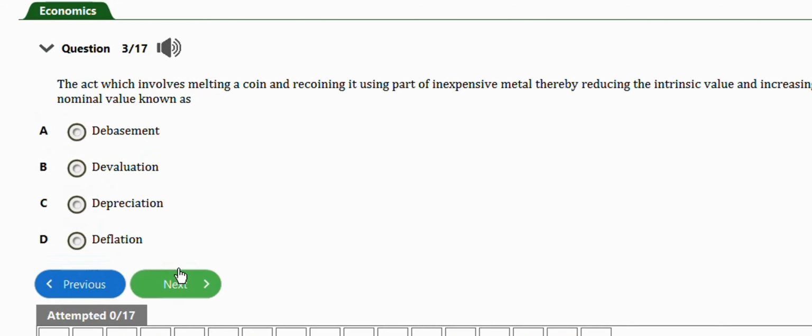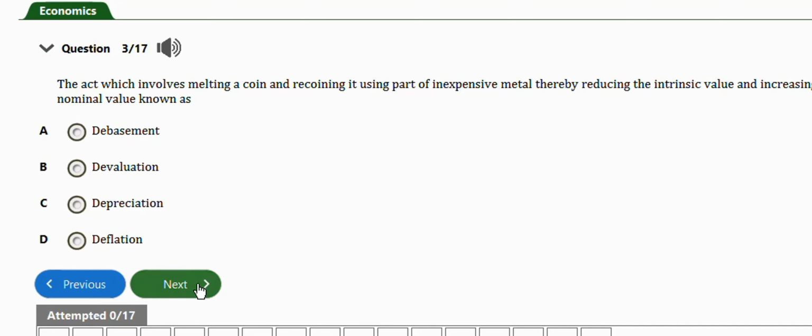Next question is this one. It says the act which involves melting a coin and recoining it using parts of inexpensive metal, thereby reducing the intrinsic value and increasing nominal value, is known as. So we have debasement, devaluation, depreciation, deflation. Right answer is option A, debasement.